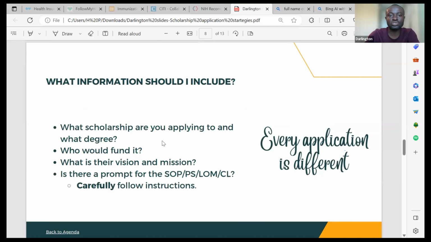The next question is, what information should I include in my SOP? Well, there are things you need to consider. The first thing is, what scholarship are you applying to and what degree? For instance, if you're applying for a PhD, your statement of purpose does not have the same content as somebody applying for a master's. A PhD is research. Master's is to gain information. Even though it might have a research component, the main interest is to learn. It's just like a BS, you're going to learn. The research is just a little part of it, okay? It's just to give you research experience.